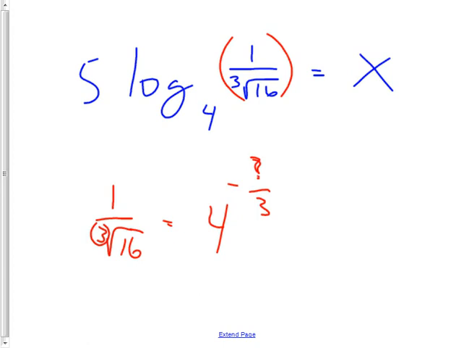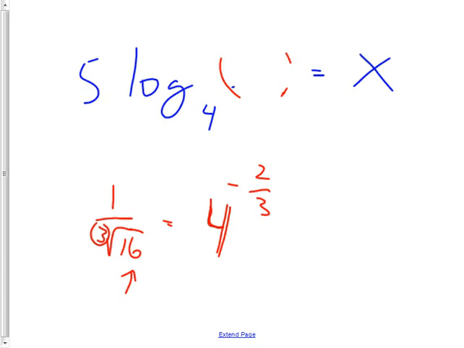Only leaves me on the top. This 4, 2. What power do I need the 4 to? There you go, negative 2/3. Now that I got there rewritten as 4 to the negative 2/3, this part right here can be replaced with a 4 to the negative 2/3.